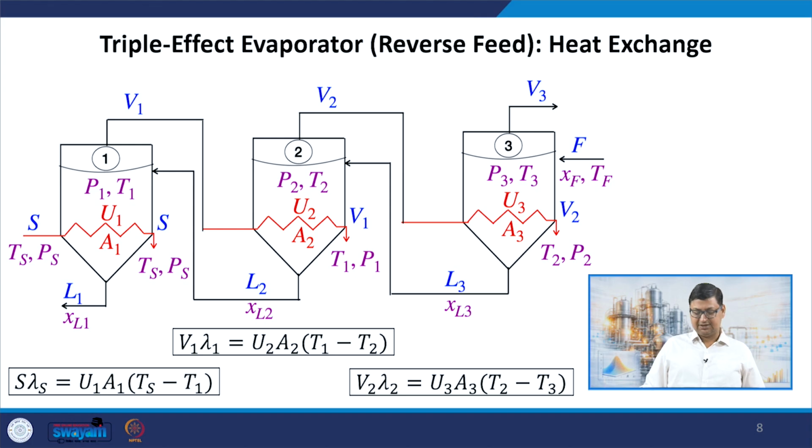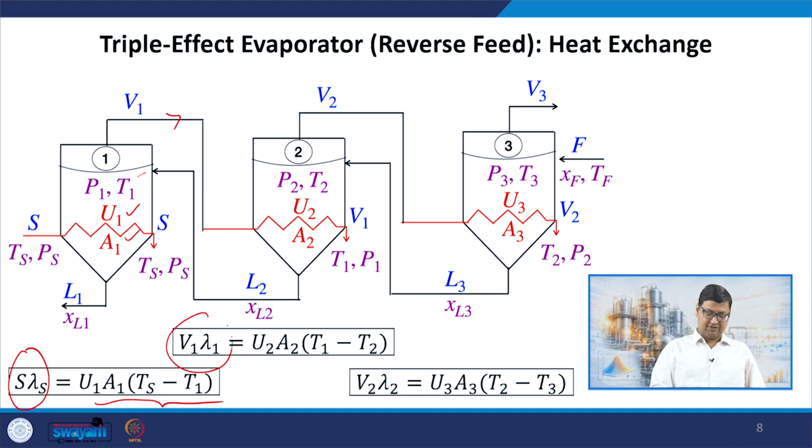Now we can also write the heat exchange equations, which are pretty much unchanged. The reason being that the vapor is still flowing in the same direction as it was flowing for the forward feed case, right. In the first effect, the heat supplied is S lambda S by the steam, that is equal to UA delta T. In this case it is U1 A1 into delta T, that is Ts minus T1. For the second effect, the vapor is being used to heat up.